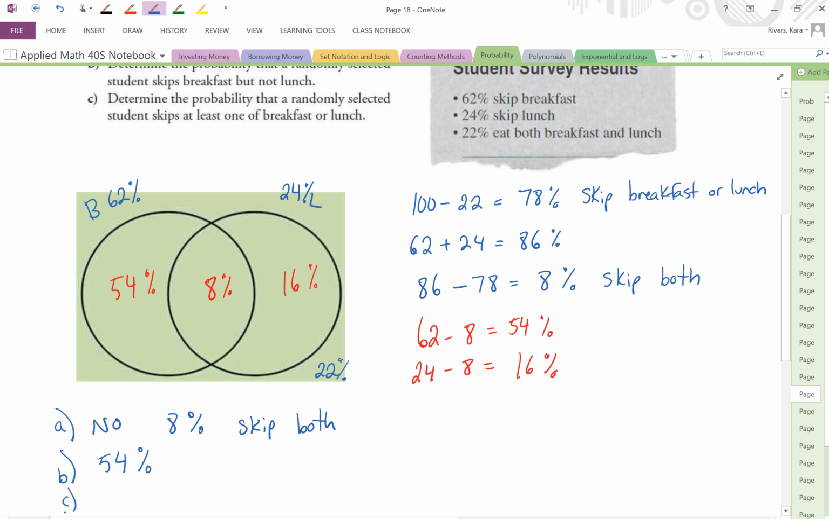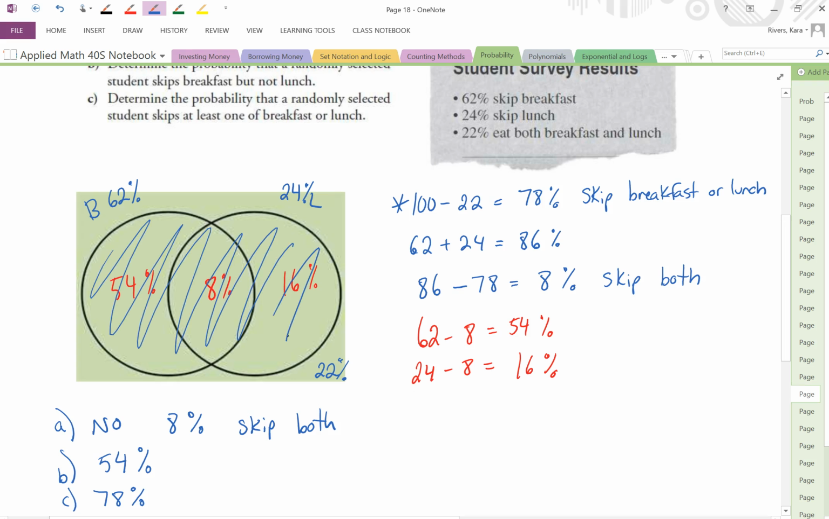And C, determine the probability that a randomly selected student skips at least one of breakfast or lunch. And that would be the 78% that we figured out right at the beginning up here. Because that would be all of this, right? 54 plus 8 plus 16. All right, have a look at example 4.